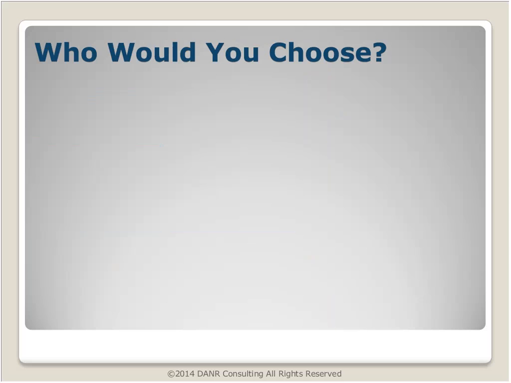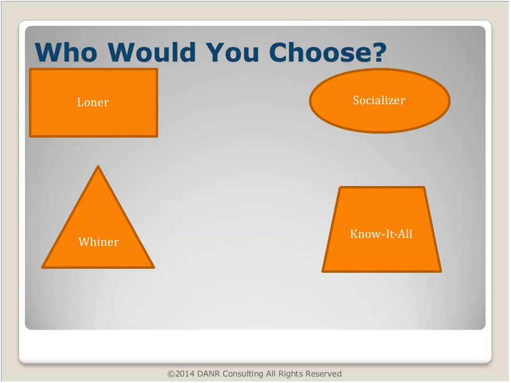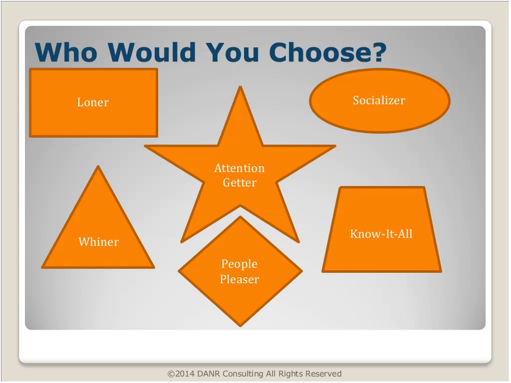So if you have an idea of what roles comprise your team and you're at the stage of filling in the blanks on an org chart, then one of the things that you want to look at is personalities. What does your ideal team member look like? Is your ideal team member the loner? Or maybe it's the whiner? Maybe it's the socializer? Maybe it's the know-it-all or the attention getter, or it could be the people pleaser.